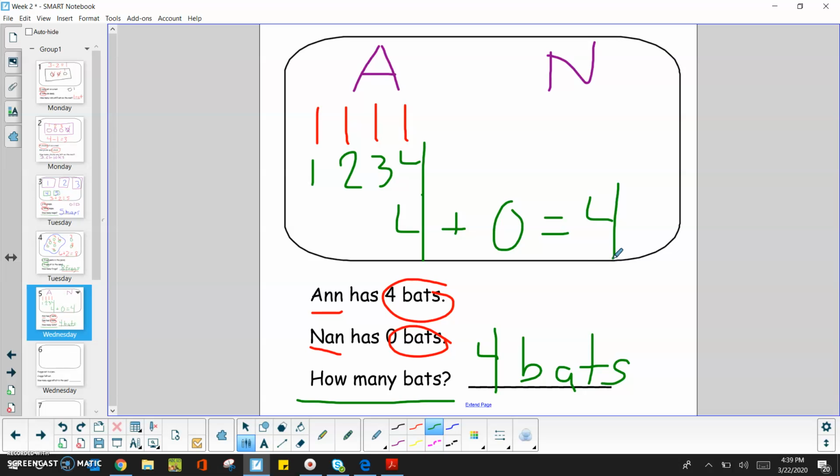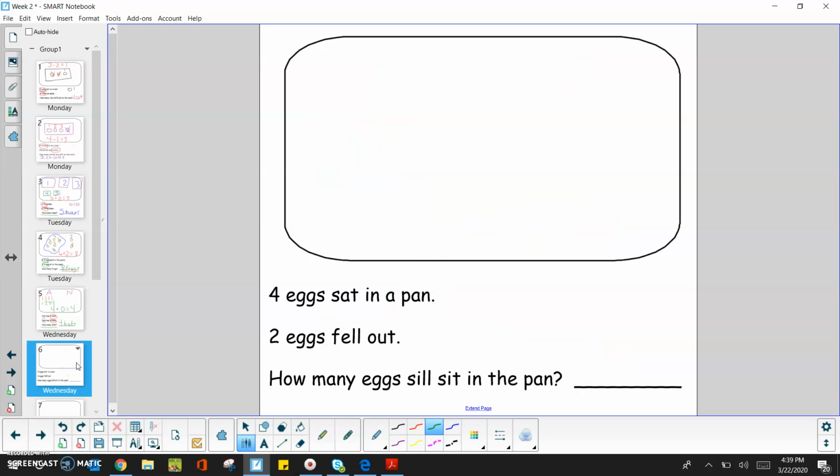Are you ready to do your independent practice now? Let's see what problem we have for today. All right, now I'm trying to trick you on this one because you're going to solve it a little bit different from the way that I solved my problem. So I really want you to pay attention to whether or not we're going to put things together or we're going to take things apart.